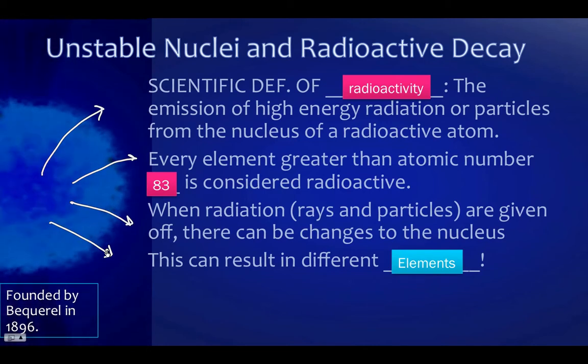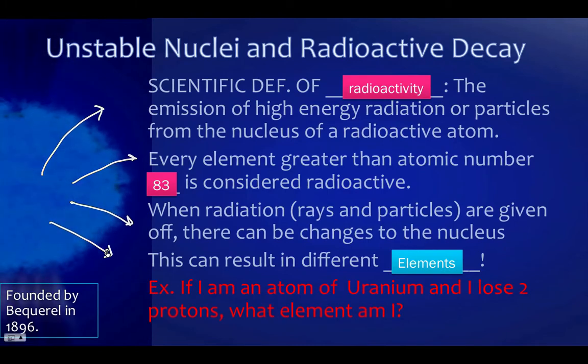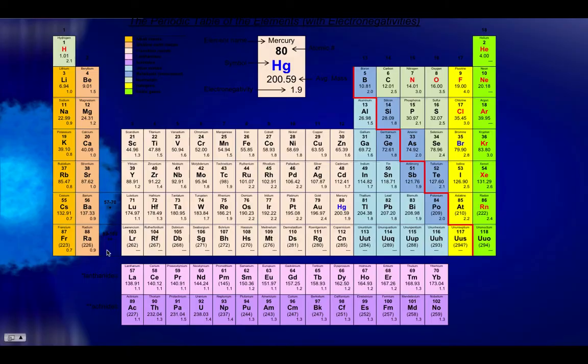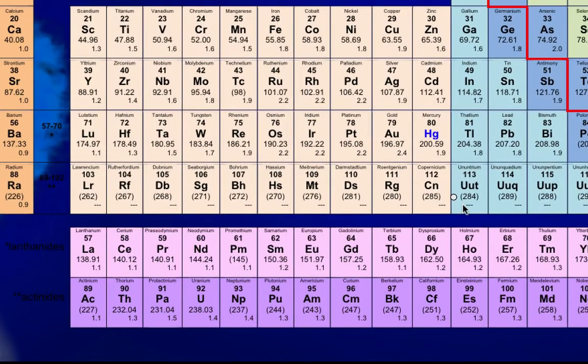Now, an example of that would be uranium. If I am an atom of uranium and I lose 2 protons, what element am I? To answer this question, all you have to do is get a periodic table out and locate where uranium is. If you take a close look, you'll find it at the bottom, in the F block, and it has an atomic number of 92, which means it has 92 protons in its nucleus. If it loses 2 of those protons, it then has 90. And 90 protons is the identity of thorium. So by losing 2 protons, by having them slip out of the nucleus, you can go from being uranium to thorium.